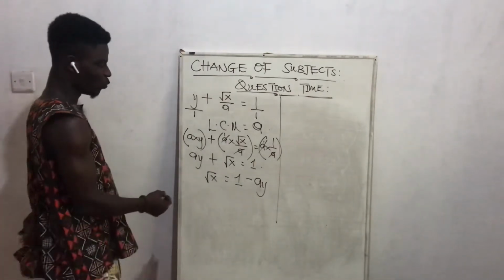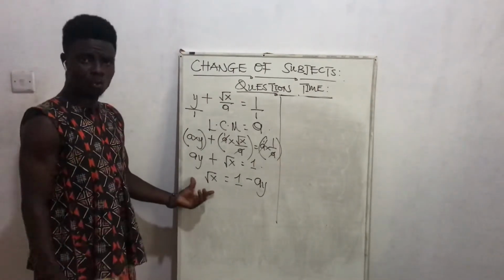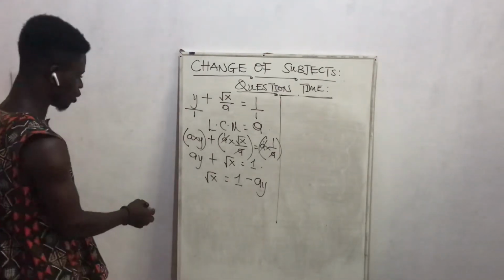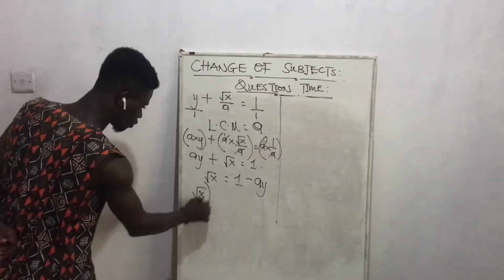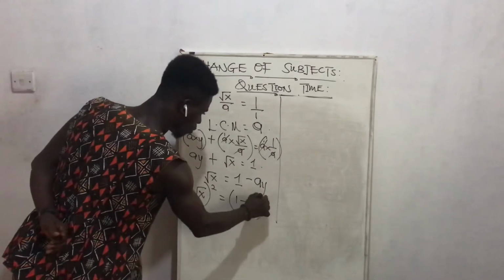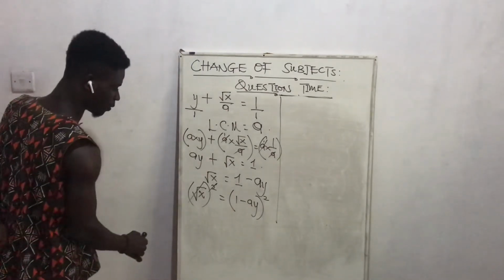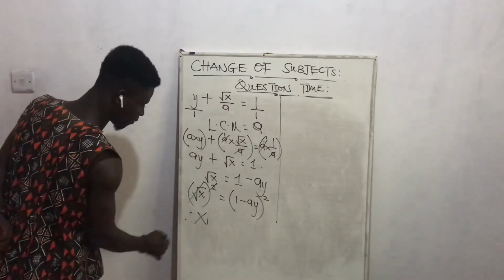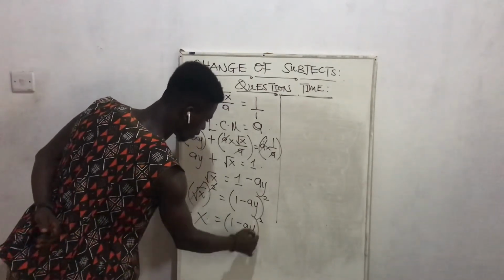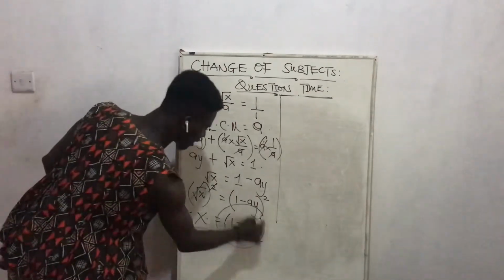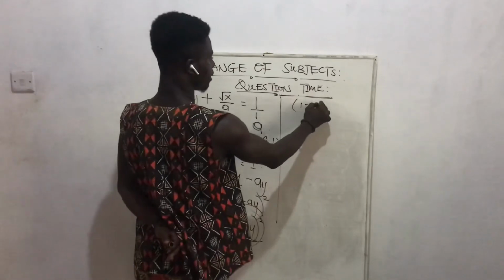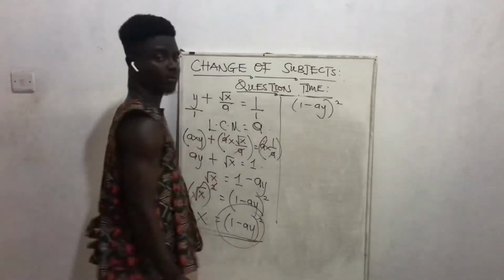So now what do we do? We want x, but not square root of x. So we have to square both sides of the equation. So square root of x all squared equals 1 minus ay all squared. So now this one cancels that. So I have x, therefore x equals 1 minus ay all squared. I believe you can do the further simplification for this, which is what? 1 minus ay all squared, right?